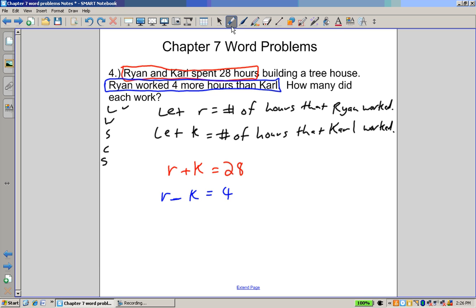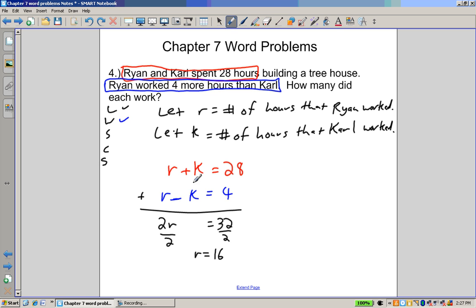Okay, well this is set up beautifully for solving using linear combination. We won't have to do a thing. So I'm just going to add these right up. R plus R is going to be 2R. Those are going to subtract away to 0. 28 plus 4 is going to be 32. Divide by 2. R equals 16.